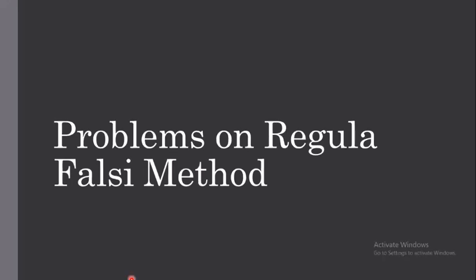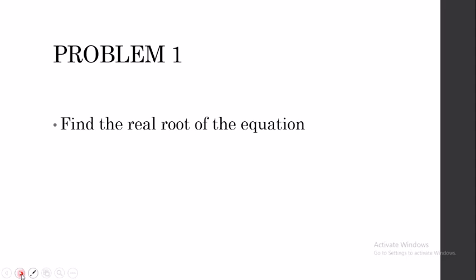We will learn how to solve an equation using the regula falsi method. Now, I'm taking the same function that you have solved using the bisection method. The function is f of x equals x cube minus 2x minus 5 equals 0.